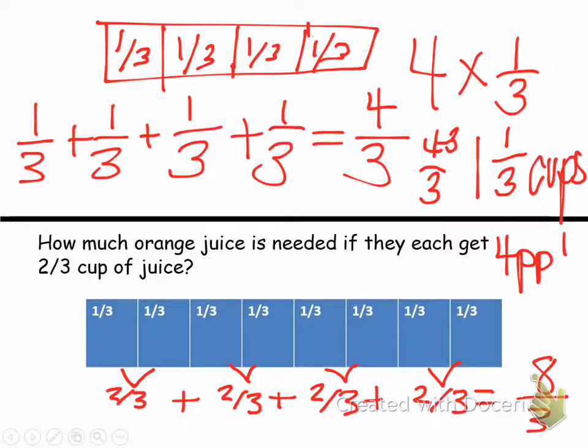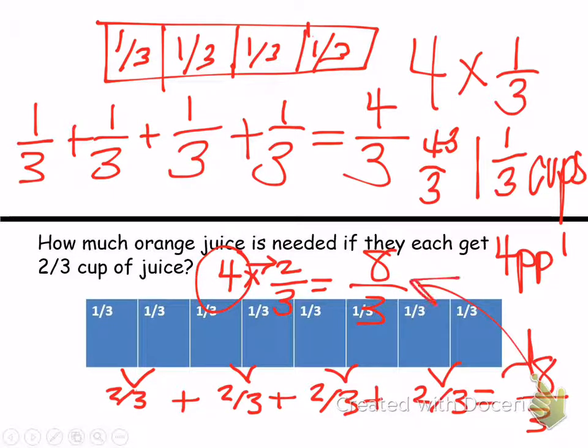In order to find that same answer, I could also use multiplication. I know that I have 4 people that are each getting 2/3 cup of orange juice. I'm going to keep my denominator the same and multiply my whole number times my top number, giving me 4 times 2 equals 8. Notice that these two are still the same, but they are an improper fraction. In order to find out what my mixed number would be, I could divide just like this.